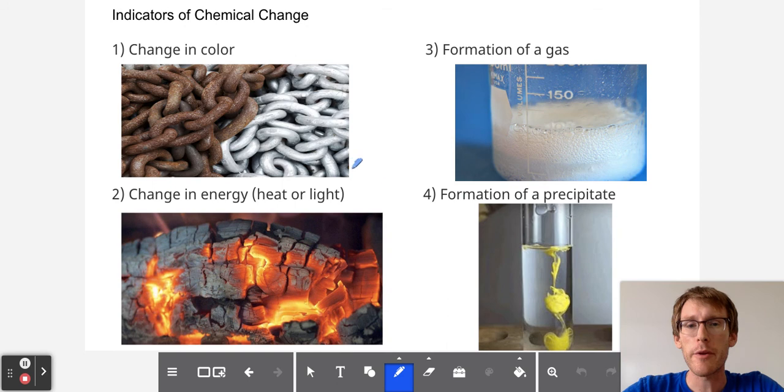But these indicators of chemical change work pretty well. There are definitely exceptions to all, and we'll probably cover them at different times during the year. But these are a good rule of thumb to go by.